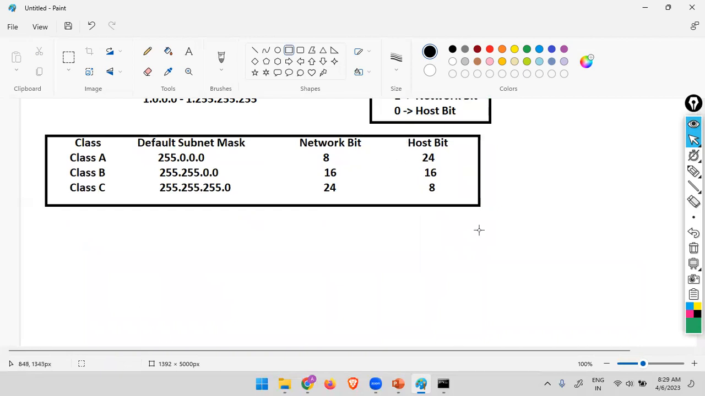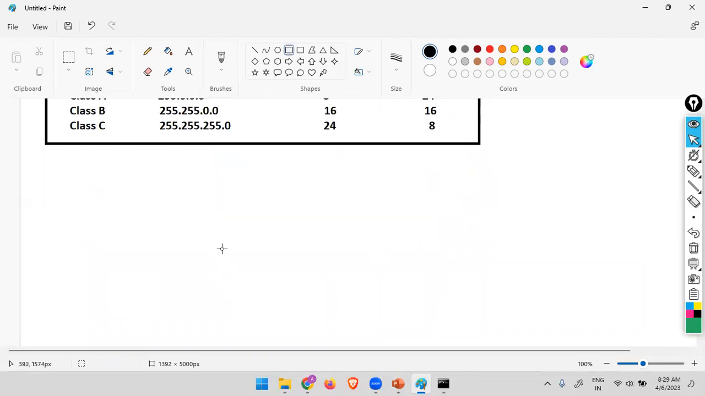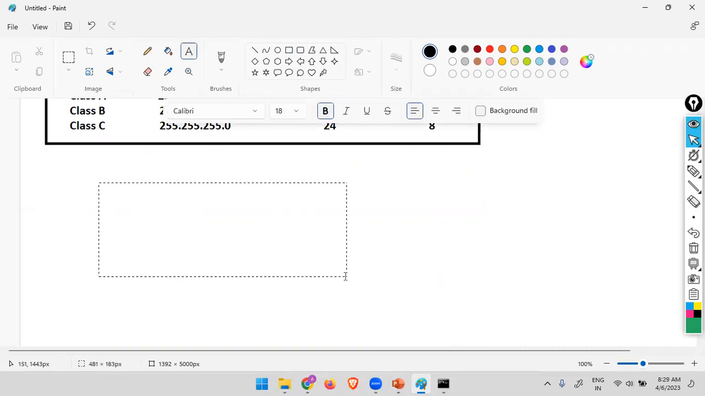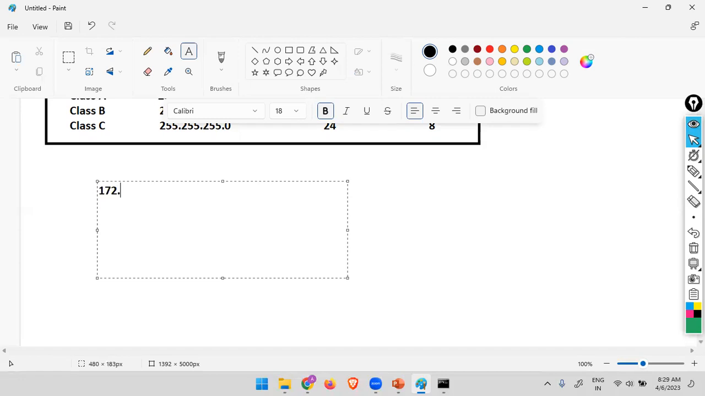So we came to know how many network bits and how many host bits. Now if I ask you, let's say for example, this is one IP address, 172.16.1.10. Which class is it? What will be the default subnet mask here? 255.255.0.0. So according to this, if I want to write the IP range, what will be the IP range? Which part will be constant? Network part. What is the network part here?